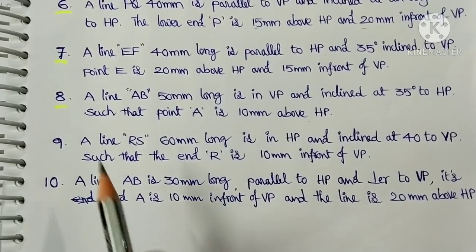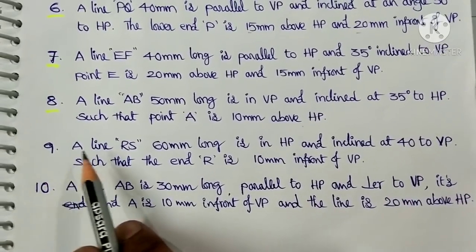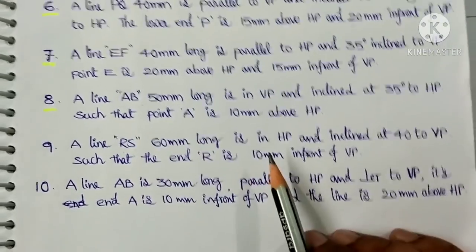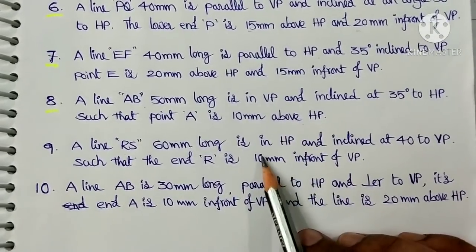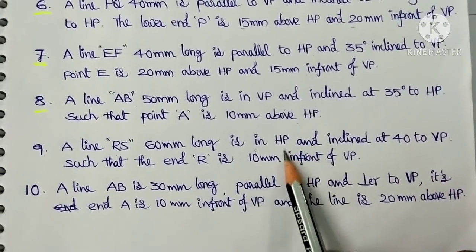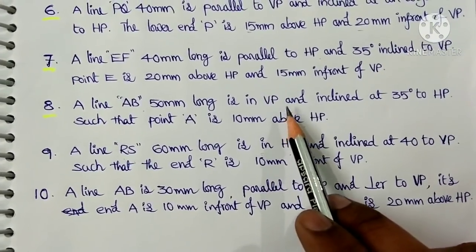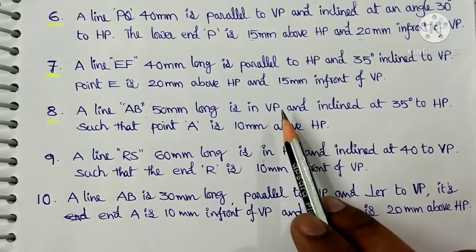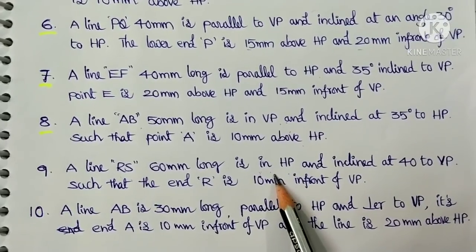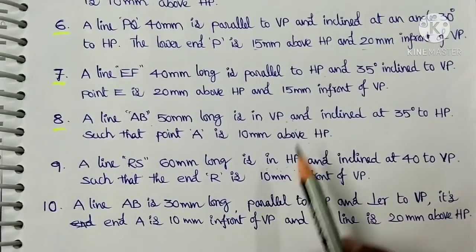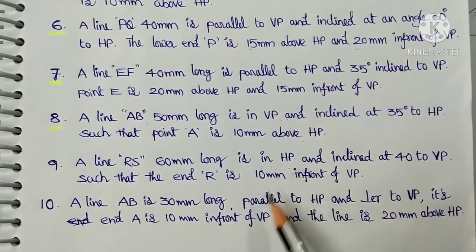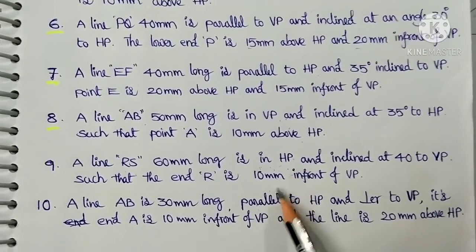Here I am showing problem number 9, that is a homework problem. This is similar to problem number 8, but in terms of the conditions, it has the opposite condition to problem number 8. That means here the line is in the VP, but in the eighth problem the line is in the HP. If we come to the ninth problem, the line is in the VP. So you have to copy these two problems and draw the diagrams, that means the solutions, in the drawing sheet directly.